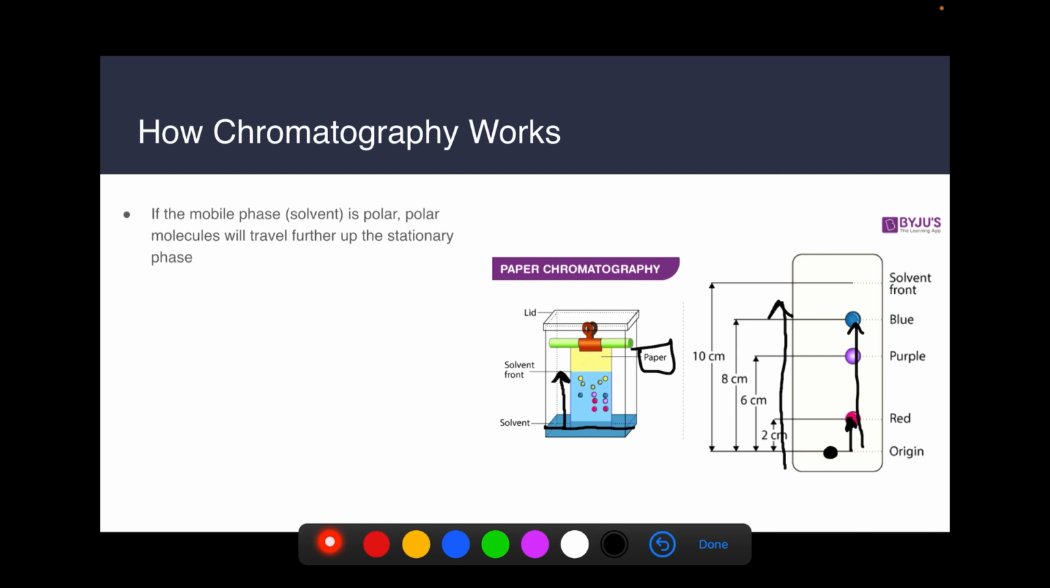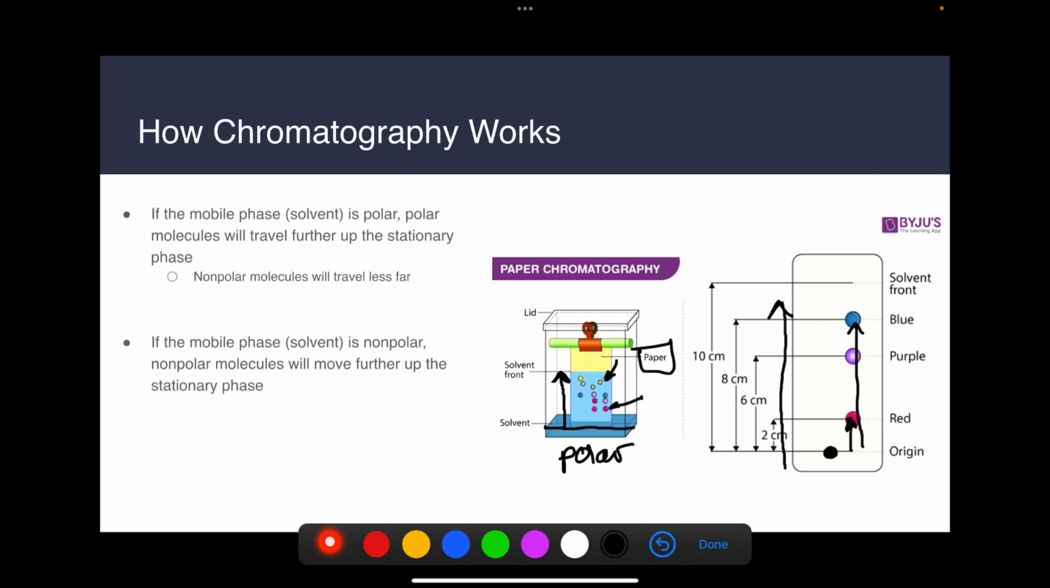So in sum, if the mobile phase, or solvent, is polar, polar molecules will travel further up the stationary phase. In this case, if we assume the solvent is polar, we can assume that the yellow component was the most polar component of the mixture because it was able to form stronger IMFs with the mobile phase. Nonpolar molecules, like this red one here, will travel less far because it was not very well attracted to the mobile phase. The flip of that is also true.